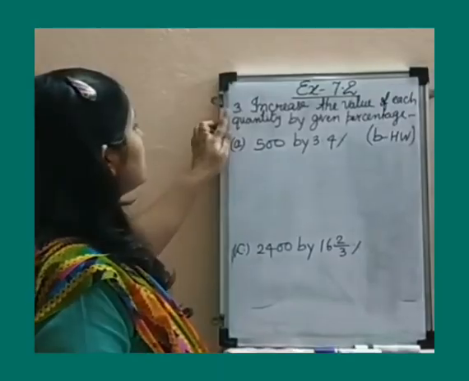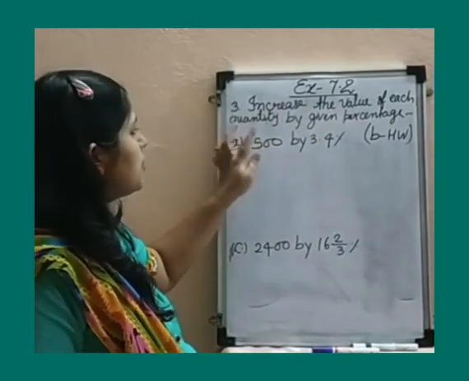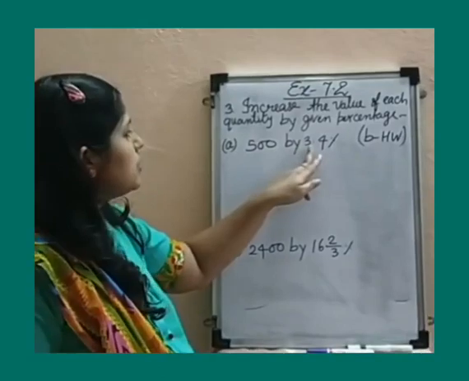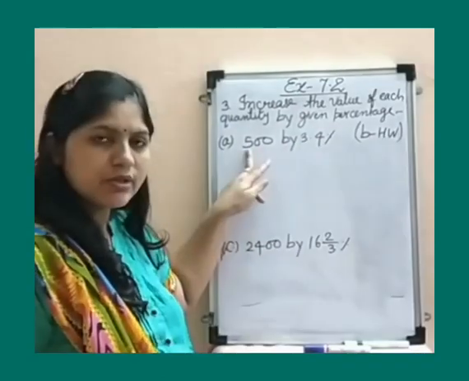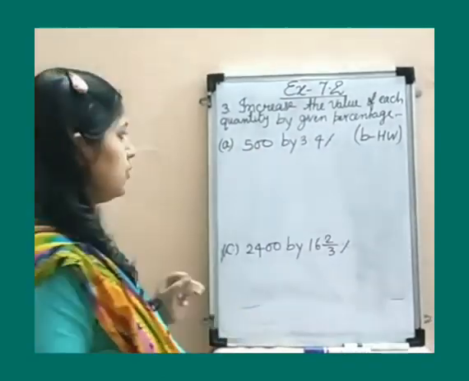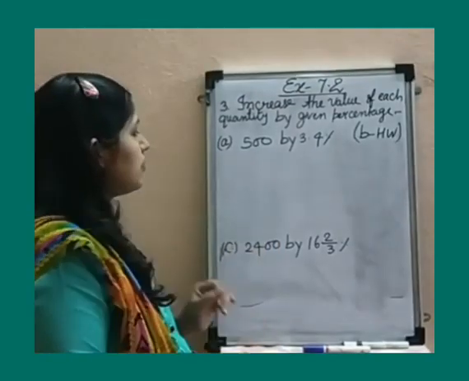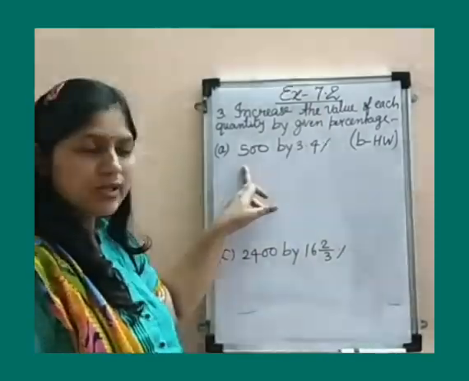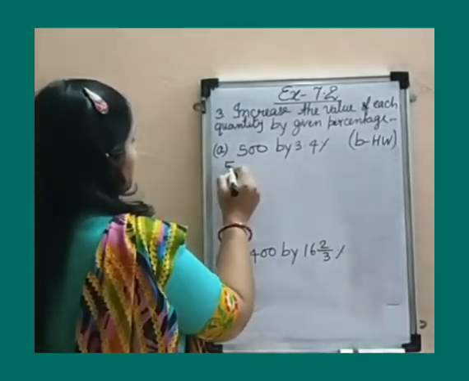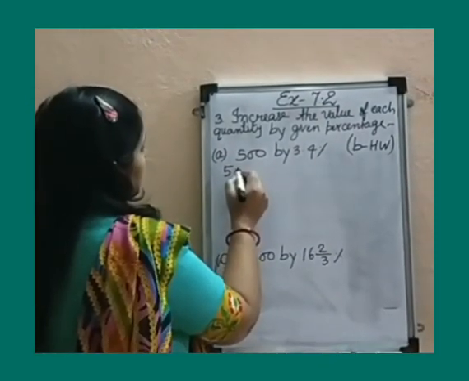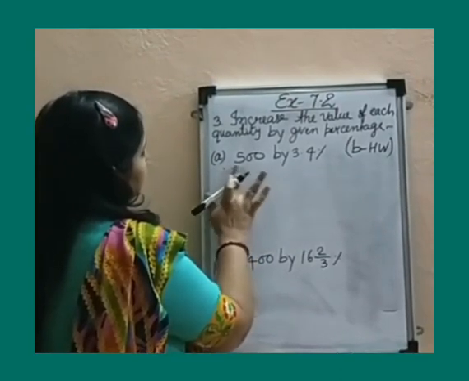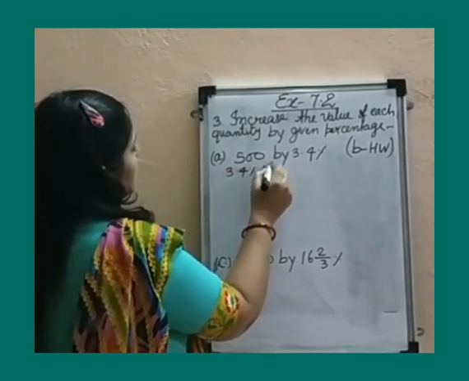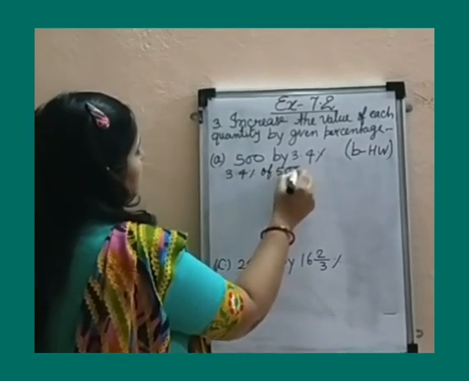Question number 3(a) is: increase the value of each quantity by the given percentage. Means if we increase 500 by 3.4%, then what will be the final value? So first we will find 3.4% of 500.